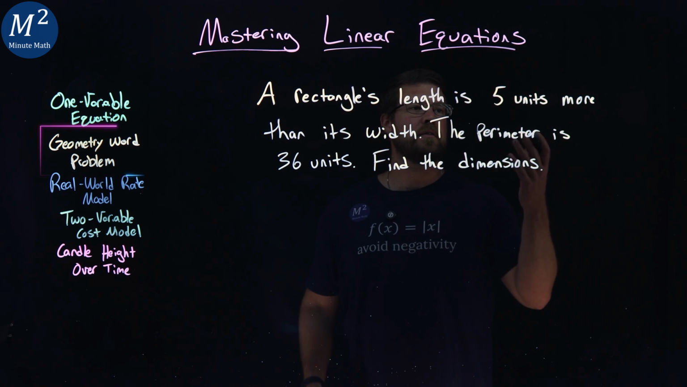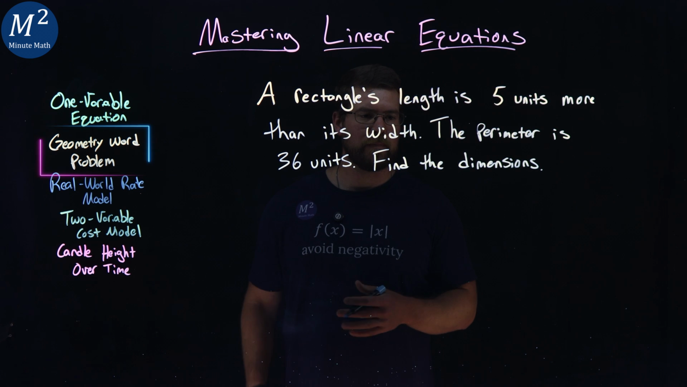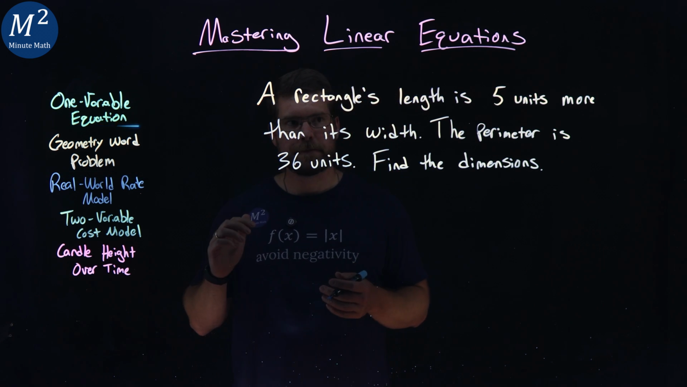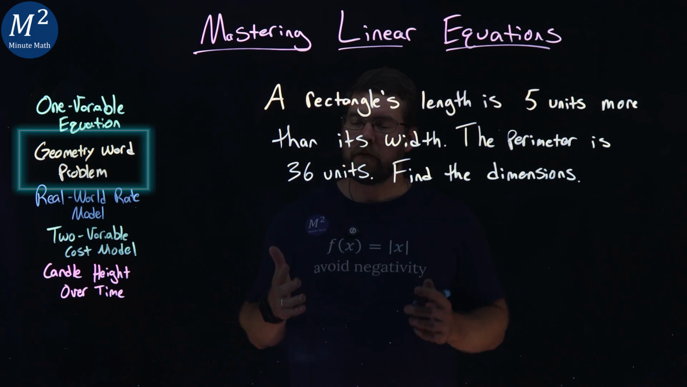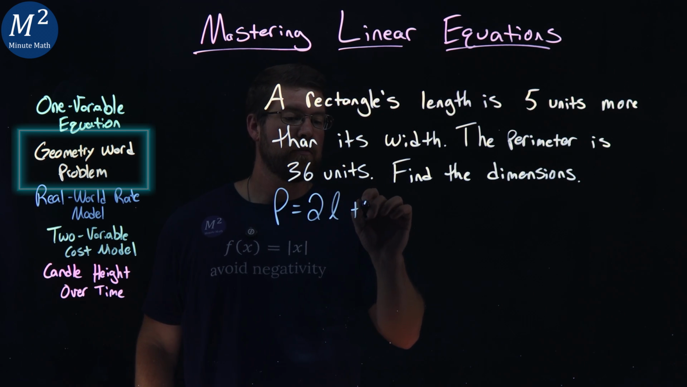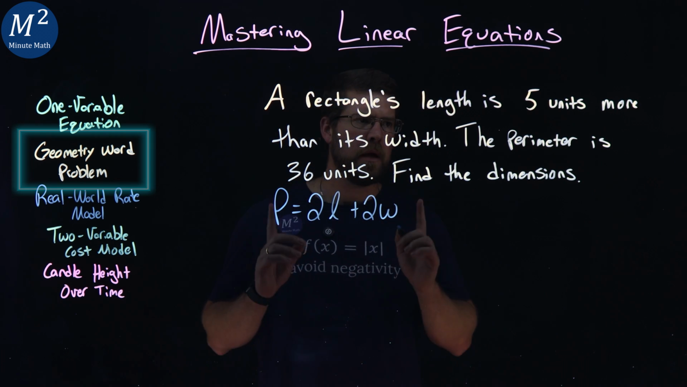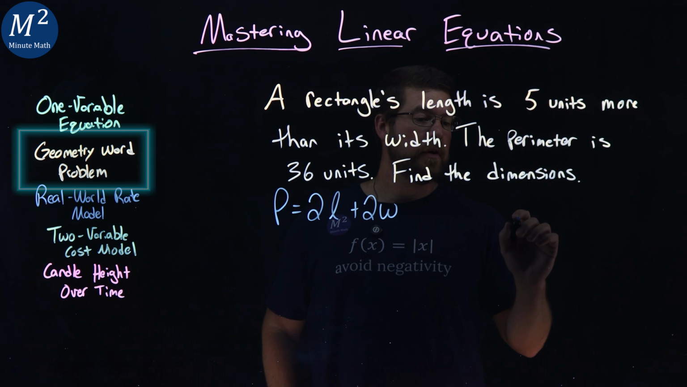A rectangle's length is 5 units more than its width. The perimeter is 36 units. Find the dimensions. Okay, the perimeter formula is given as 2 times the length plus 2 times the width. And that's for a rectangle. Well, they tell us here that the perimeter is 36 units.